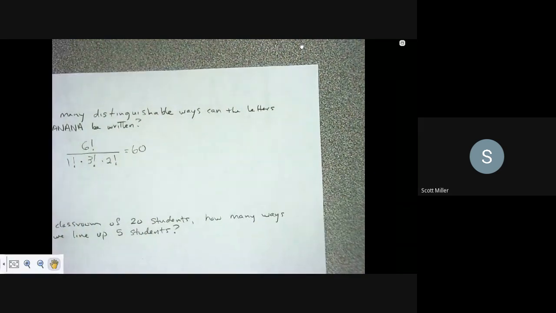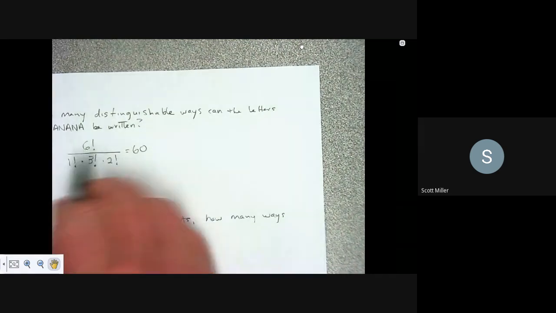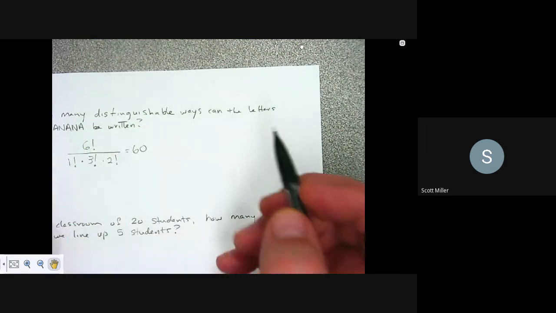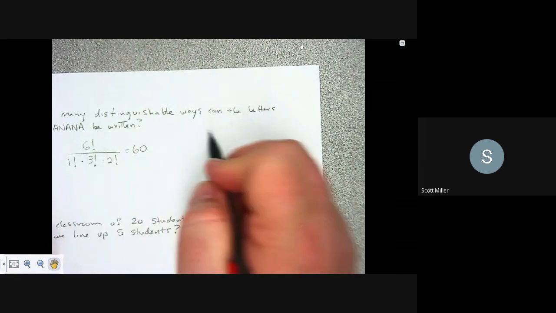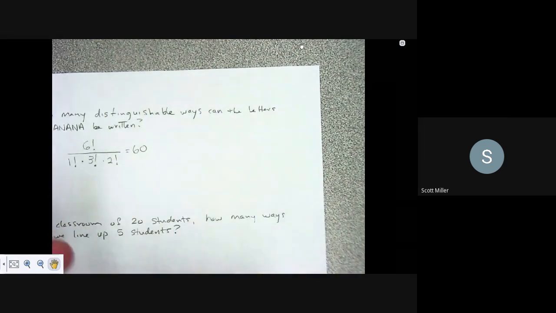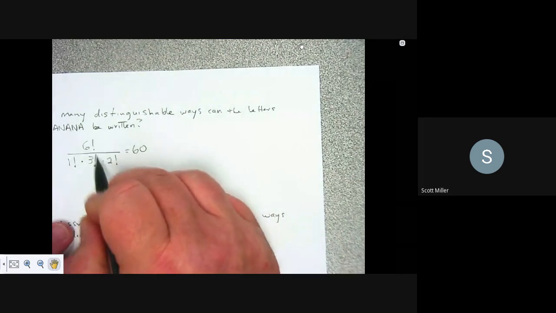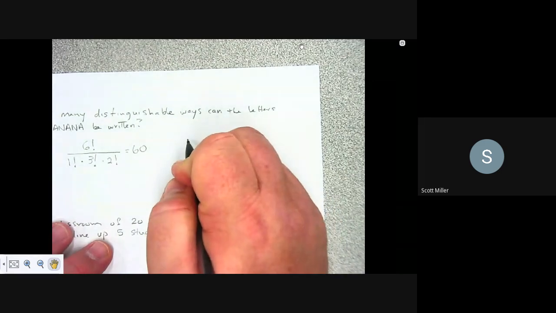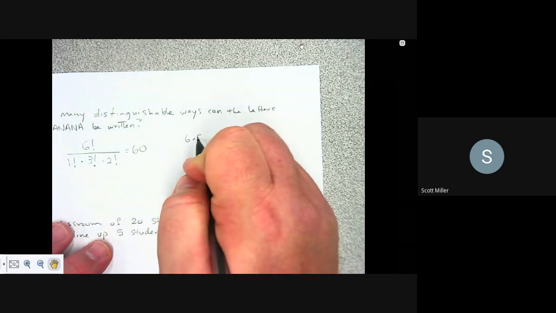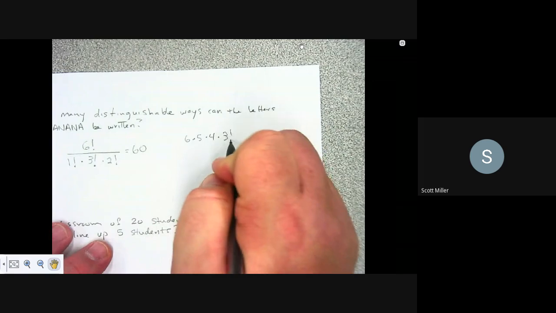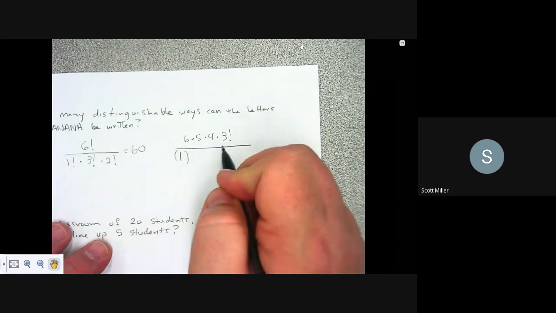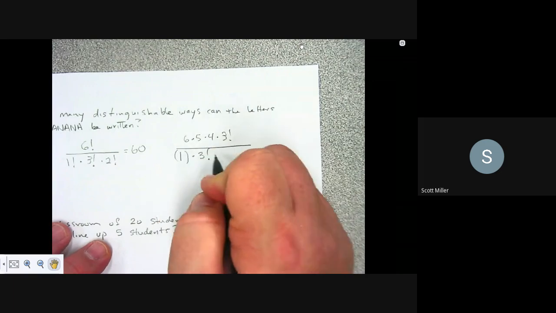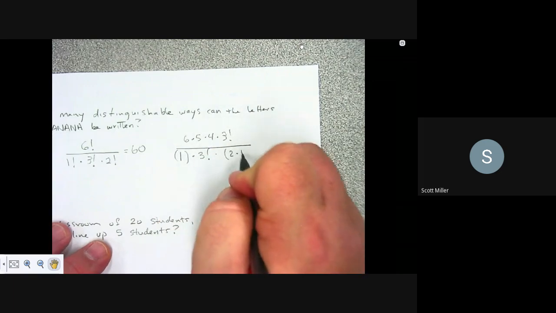Okay? If you need to do it by hand because you don't have a calculator, then just do as much of these as you can. For example, I can do 6 factorial, but see, the biggest one down here is 3 factorial. So 6 factorial is 6 times 5 times 4 times 3 times 2 times 1. The 6 factorial has a 3 factorial in it. So 6 factorial is 6 times 5 times 4 times 3 factorial. 1 factorial is a 1. This 3 factorial right here, and 2 factorial is 2 times 1.